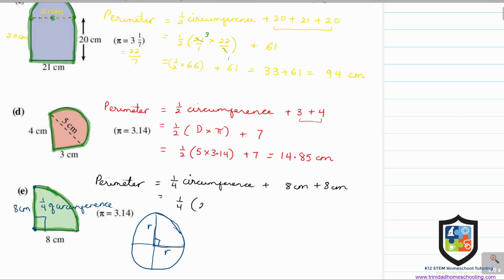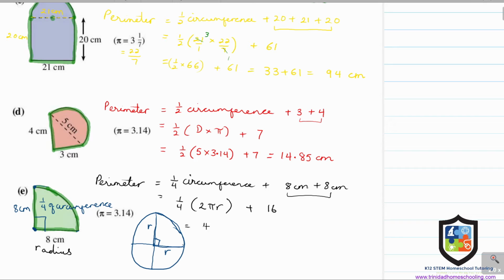We could use the 2 pi r, right? Because they give us the radius. We don't have a diameter here. The radius is the same thing as the diameter times pi, but we don't have a diameter. We actually have a radius here. Okay? So it would just be 2 times this, the 8. And the 2 8s here, that's 16.